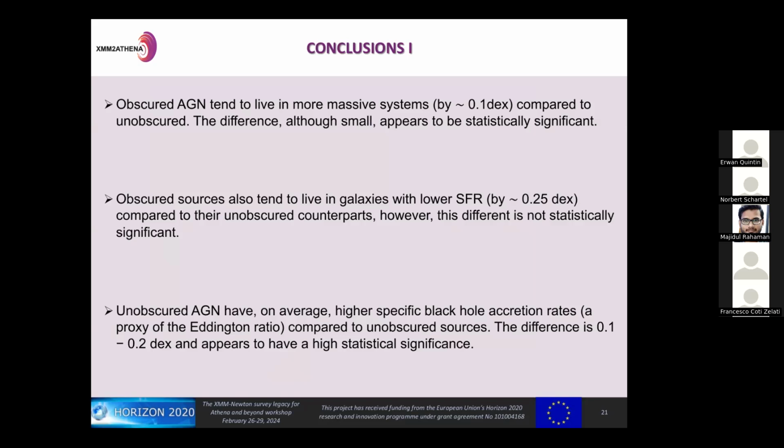So these are the conclusions. What our analysis showed is that obscured AGN tend to live in more massive systems compared to unobscured, and this difference is statistically significant at a level of higher than 2 sigma. We also found that the star formation rate of obscured AGN is lower by approximately 0.25 dex compared to unobscured sources, but this difference is not statistically significant. And we also found with a high statistical significance that obscured AGN have lower specific black hole accretion rates compared to unobscured sources.